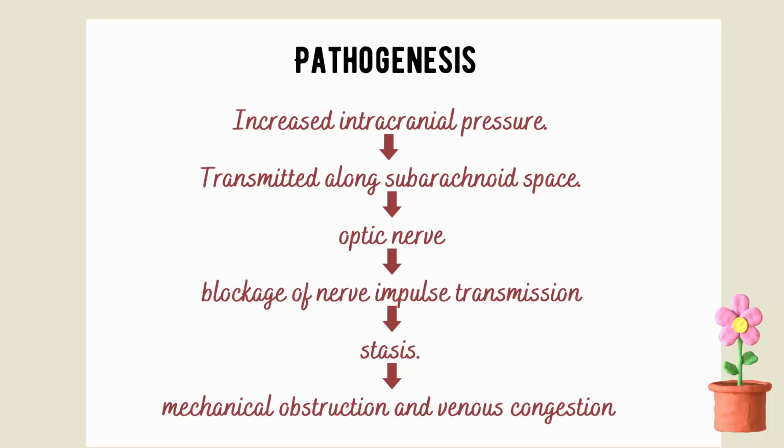Okay. Next is pathogenesis. The raised intracranial pressure from the brain is transmitted along the subarachnoid space to the optic nerve. It will lead to blockage of nerve impulse transmission in the optic nerve, and there will be stasis. There will be stasis, and it will show vascular signs as well as mechanical signs. That is mechanical obstruction and venous congestion. Now we will discuss the signs of both of these.